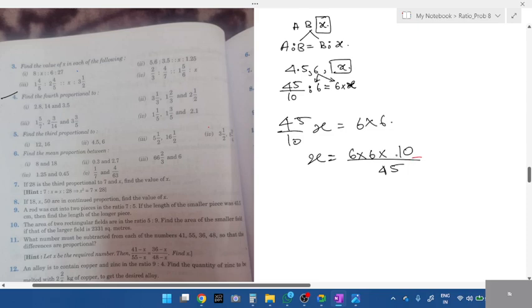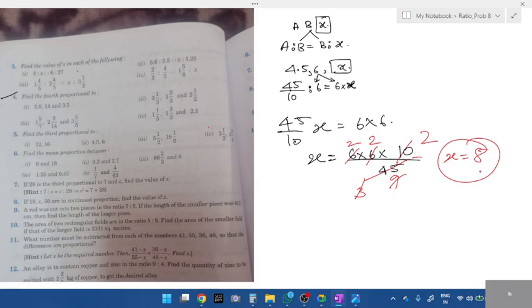What's the answer, students? 5 nines are, 5 twos are, 3 threes are. Is the answer 8? Fifth main, second one. All of you got 8.